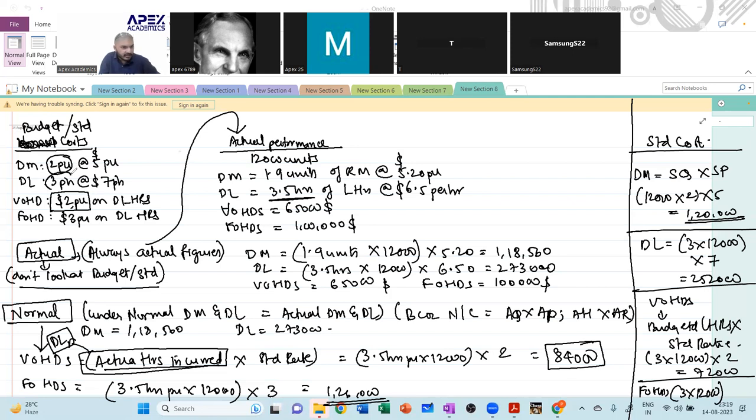How did I get 3 hours? I got this from here. And what is the rate? The rate is 3. So 12 3s are 36, 3s are 108. This will become 1,08,000. So this is your analysis of actual, normal and standard cost basis.